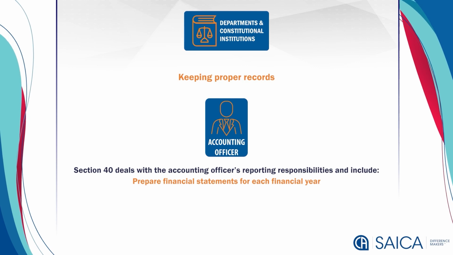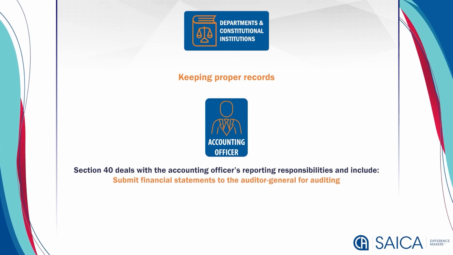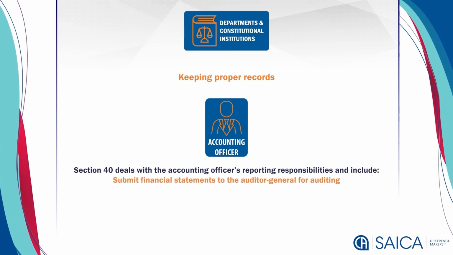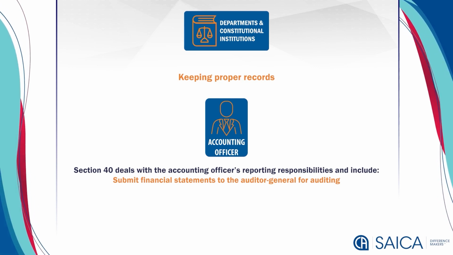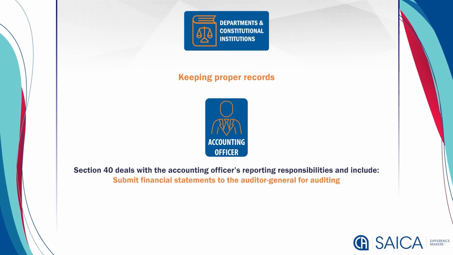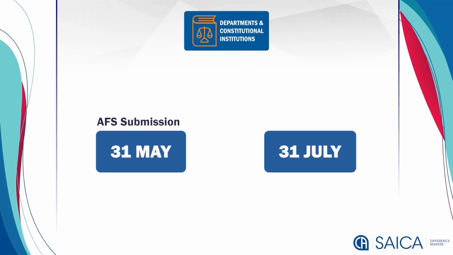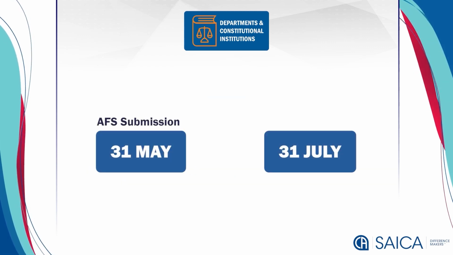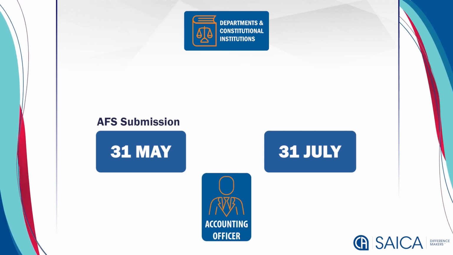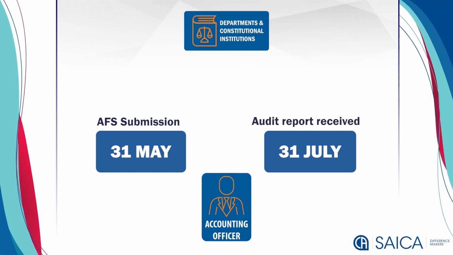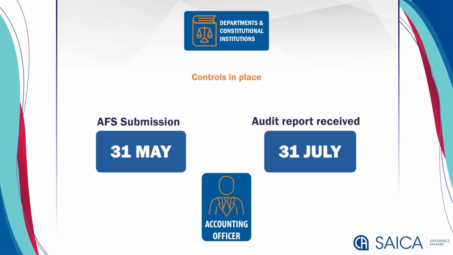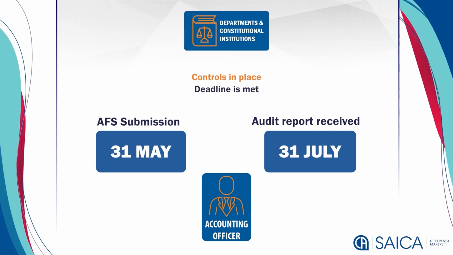A responsibility to submit those financial statements within 2 months after the end of the financial year to the Auditor General for auditing and the relevant treasury. Note that, more often than not, this practically translates to the 31st of May of each year. It is thus the accounting officer's responsibility to ensure that there are controls in place throughout the year to ensure that this deadline is met.